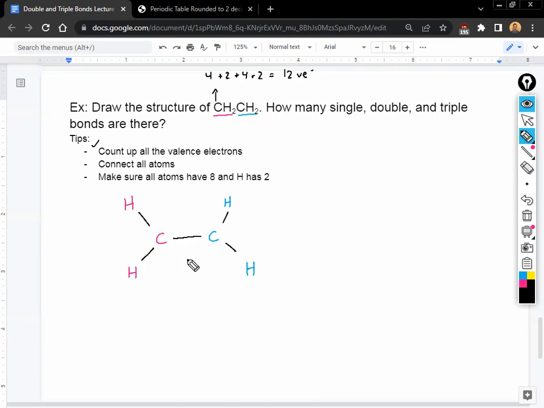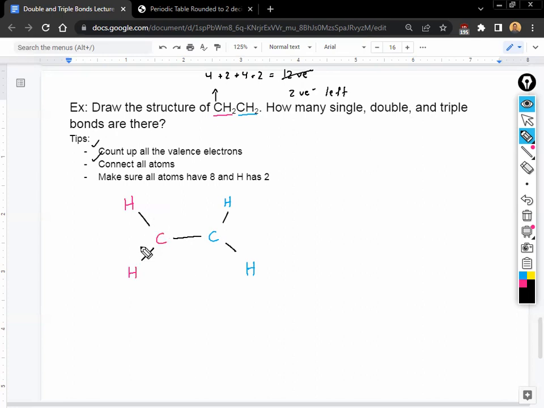So if we look at this molecule, we used 2, 4, 6, 8, 10 electrons to connect everything, which means we have 2 valence electrons left to use. Okay, so we connected everything. And now we just need to make sure everybody has 8 while hydrogen has 2. So if a hydrogen has a line next to it, it has 2. So all the hydrogens are happy.